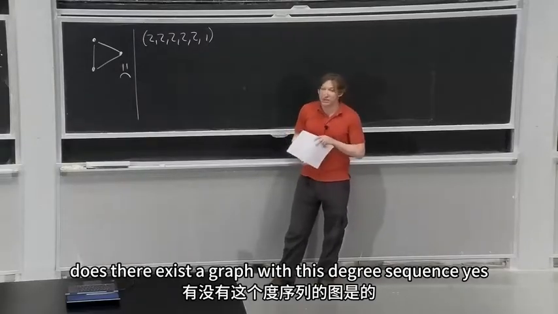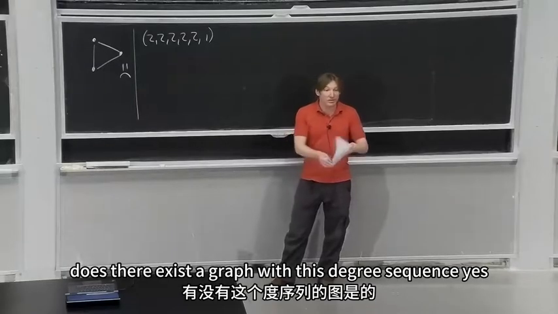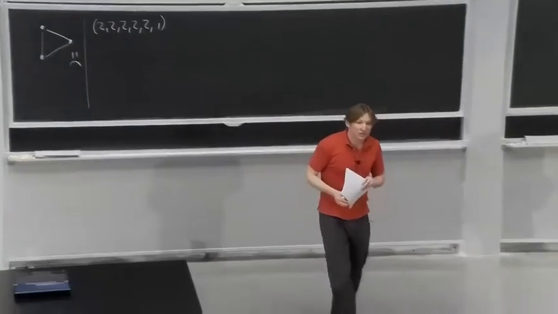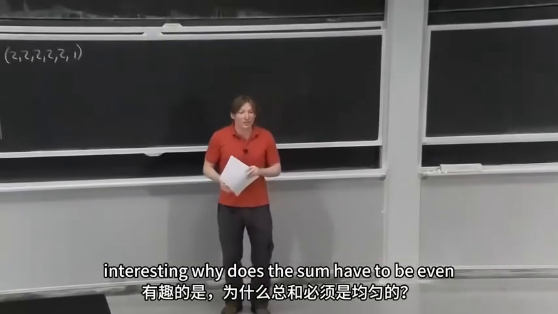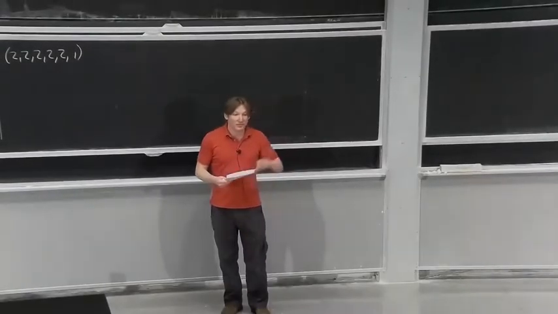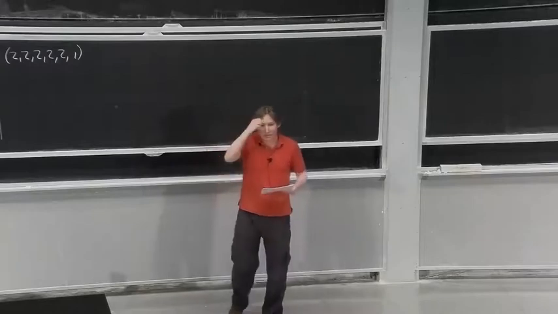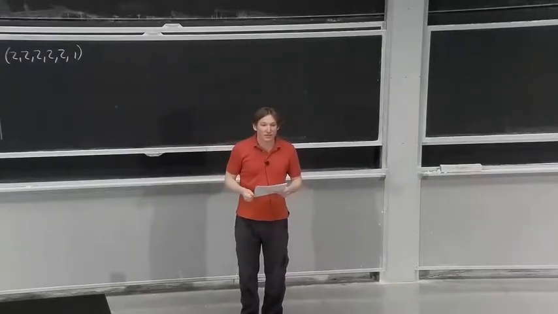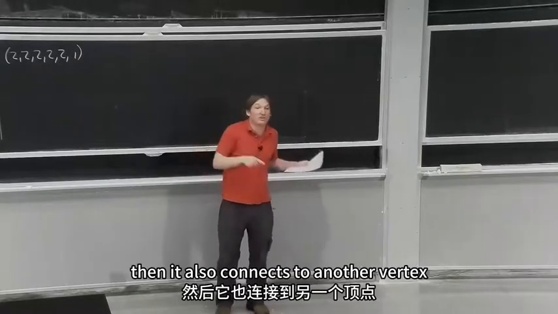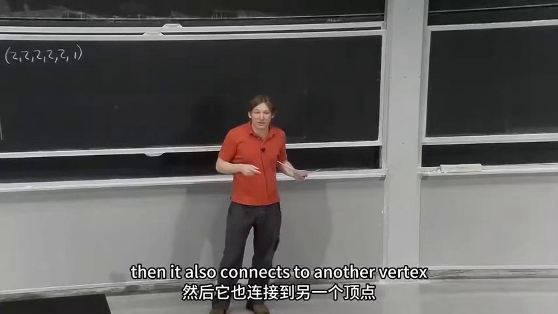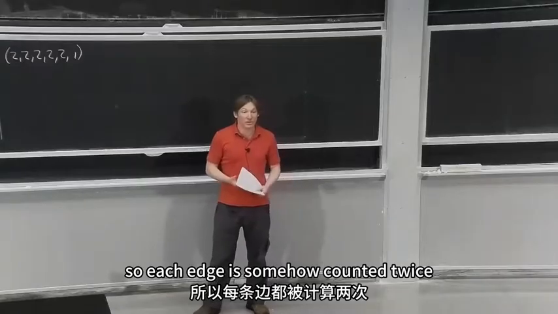Does there exist a graph with this degree sequence? Yes? No, because the sum always has to be even. Interesting. Why does the sum have to be even? All right, so if an edge connects to one vertex, then it also connects to another vertex. So each edge is somehow counted twice.